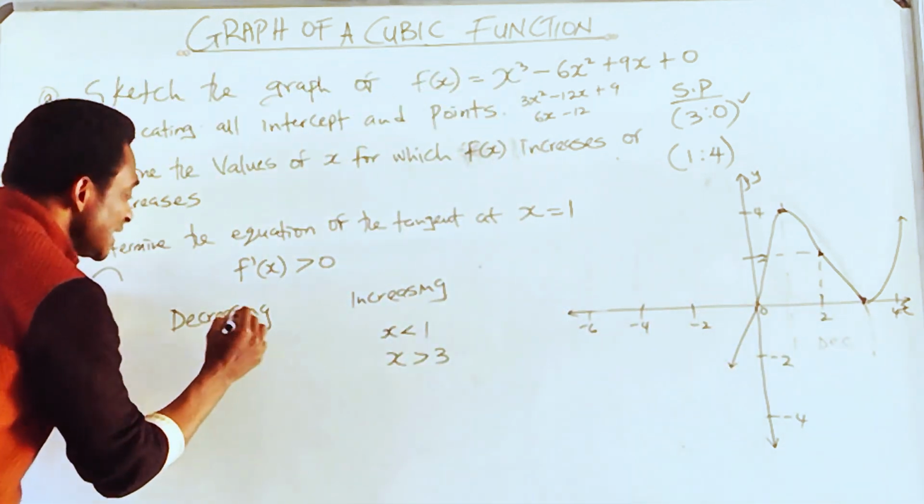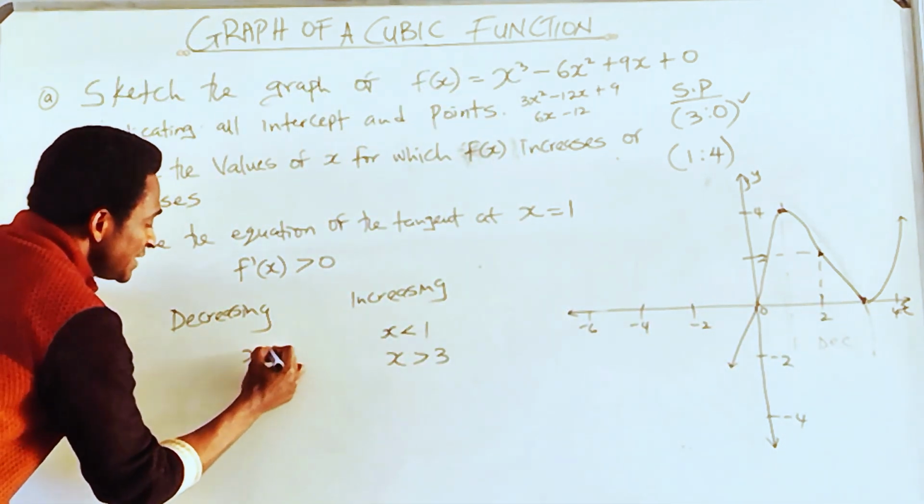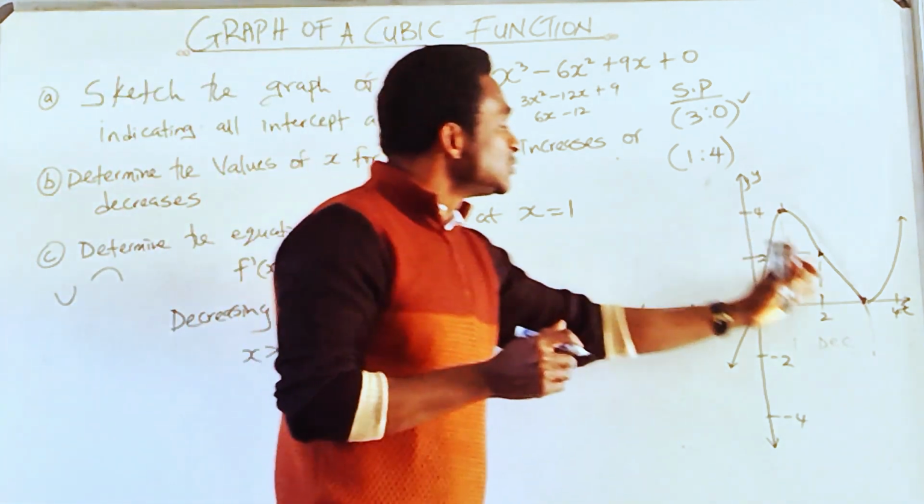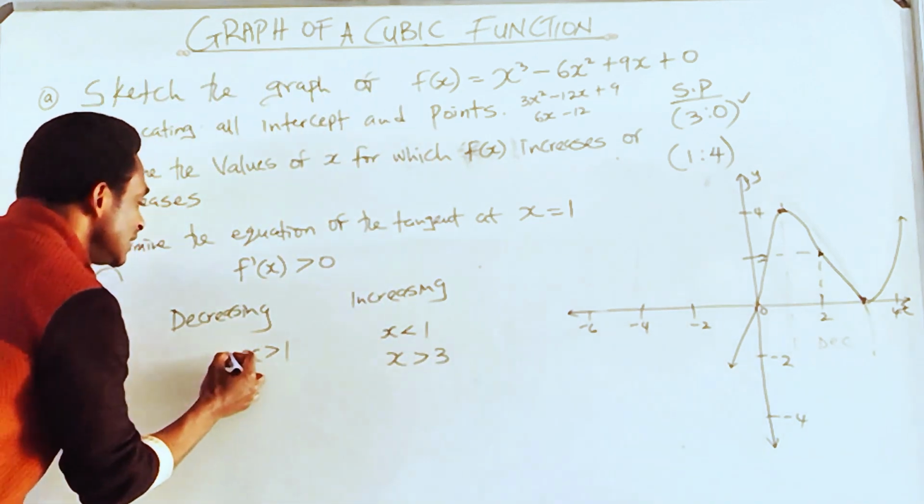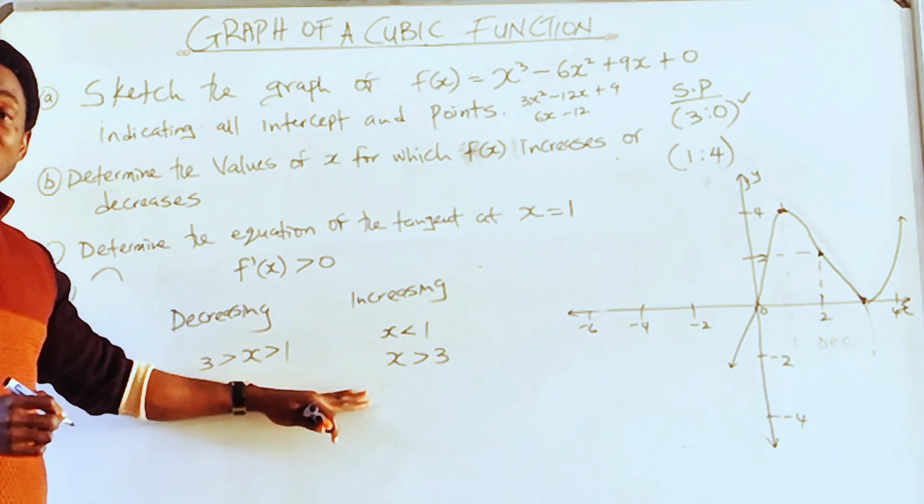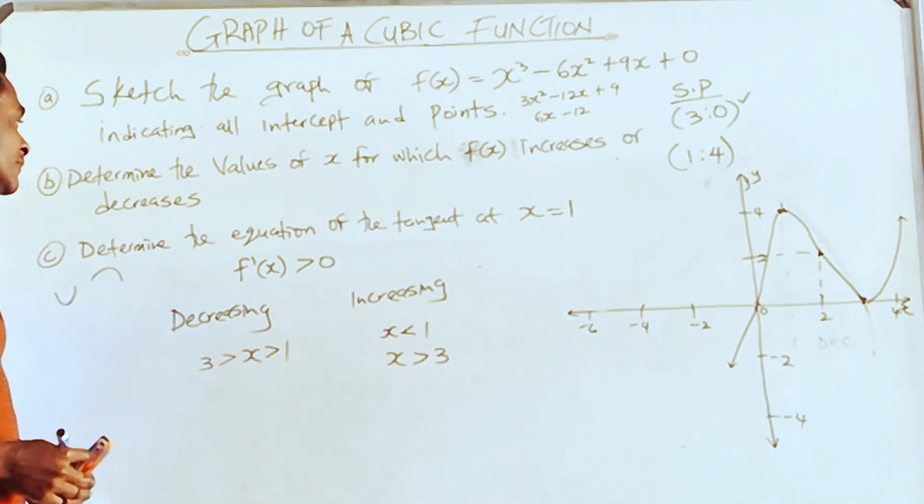For the decreasing function, we have from here to here. So we say x is greater than 1, yes. When x is greater than 1, then it will stop at 3 and less than 3. That's where we will have our decreasing function.